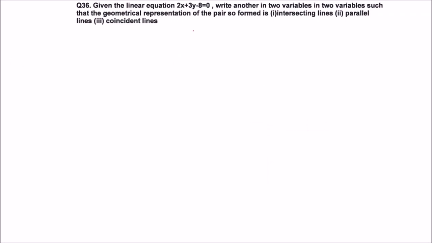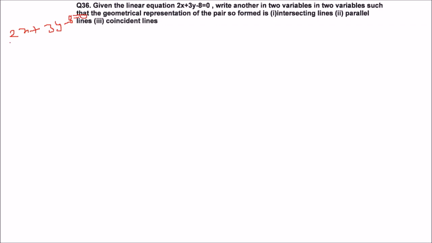Given the linear equation, this one, write another equation in two variables such that the geometrical representation of the pair of equations forms intersecting lines, parallel lines, and coincident lines. Now let me tell you what happens here. We can make a line or equation, it's not a problem, but 2x plus 3y minus 8 equal to 0.